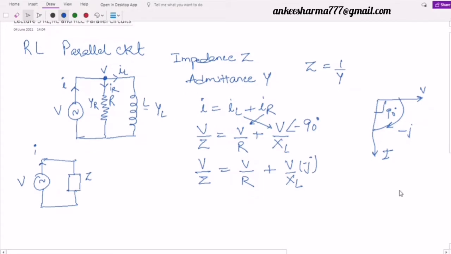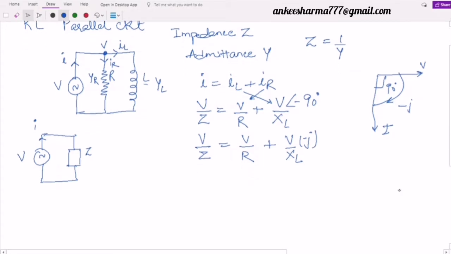Now in parallel circuits, instead of 1 by Z, we use Y, that is admittance. Instead of 1 by R, we use G, that is conductance, and in place of 1 by XL, we use BL. In the next topic, we are going to use 1 by XC, which I will write as equal to BC. So these are the simple notations that I will use.